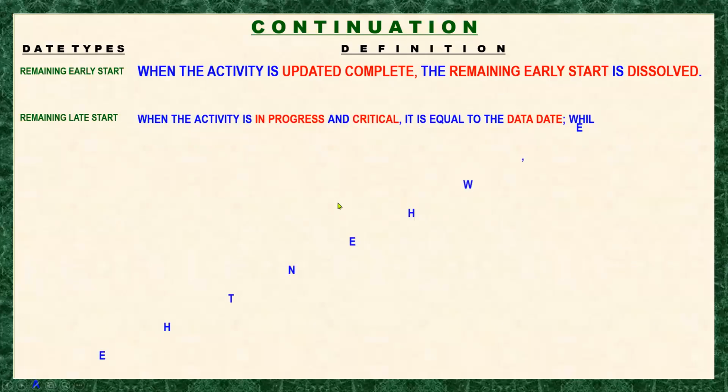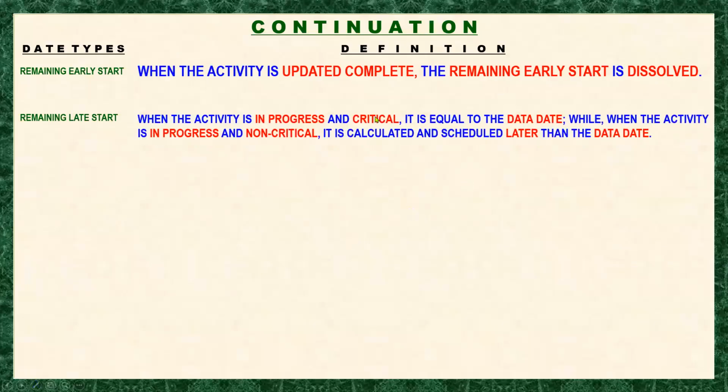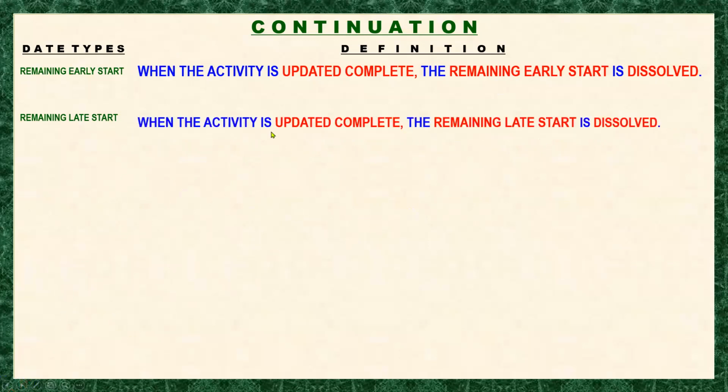So that means when the activity is in progress and critical, it is equal to the data date. While when the activity is in progress and non-critical, it is calculated and scheduled later than the data date. And when the activity is updated complete, the remaining late start is dissolved or it is blank. Okay, so let's move forward.